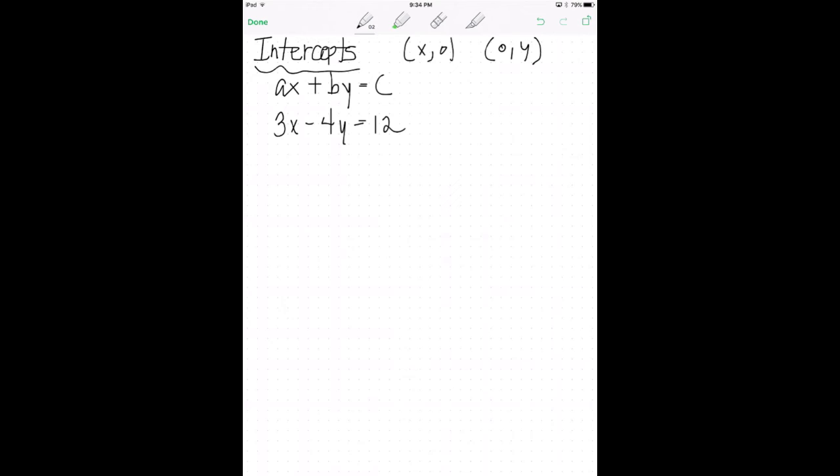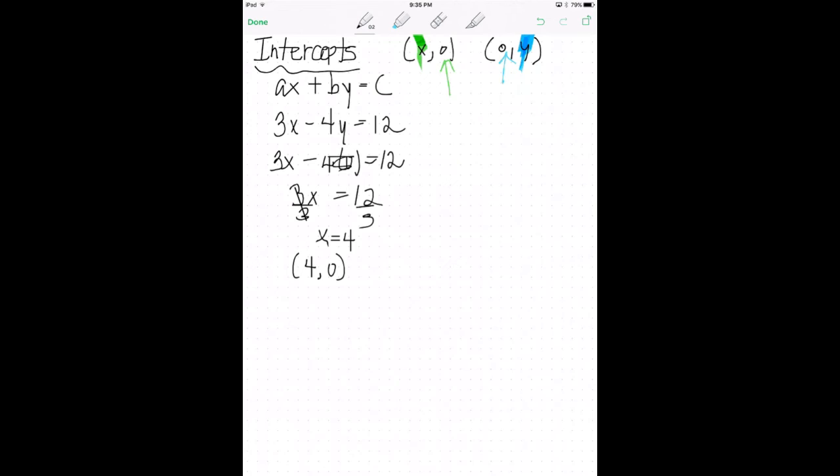So if you want to find the x, you put in a 0 for y, and if you want to find the y, you put in a 0 for the x, and that'll give you 2 points. If I'm going to look for the x, I put a 0 in for y. So that would be 3x minus 4 times 0 is equal to 12. So 3x is equal to 12, because that just zeros out. Divide by 3, so x is equal to 4. That's my x-intercept, the point (4, 0). And then you would do the same for your y-intercept.